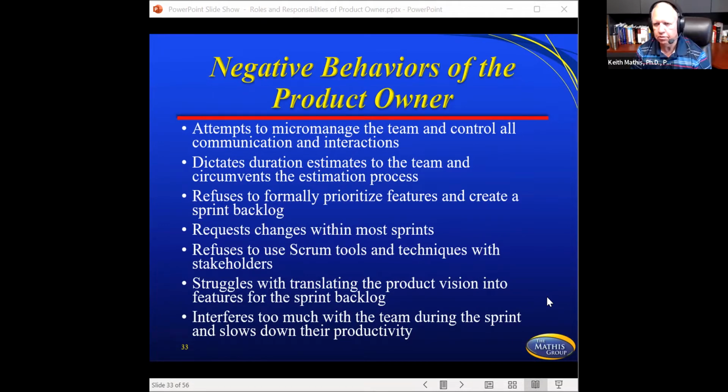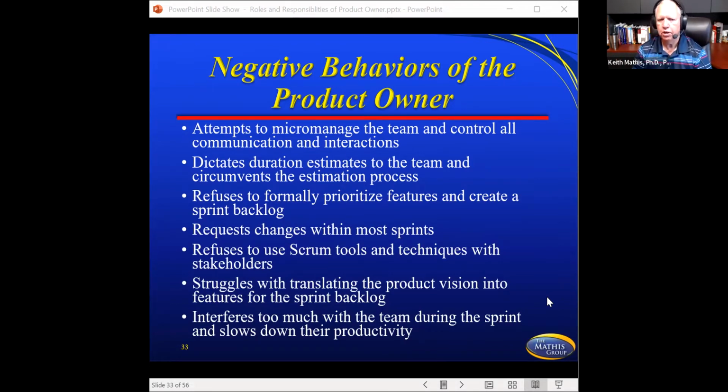They request changes in the middle of a sprint. That should be a no-no in most cases, because that team needs to be able to run wide open, giving all those features out the door from that sprint. They could refuse to use Scrum tools and techniques for stakeholders, and that would be estimating, communication, facilitation, any of those kind of things. They struggle with translating the product vision into the features. And so you can see this is a major distraction here for the product owner. They don't have the power, or they don't have the knowledge to be able to break it down so they can hand it off to the team.